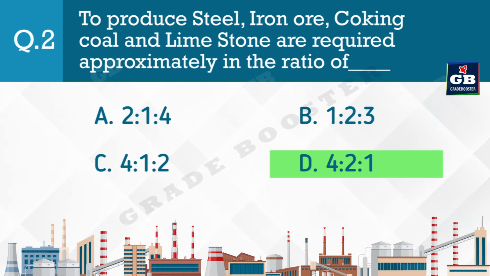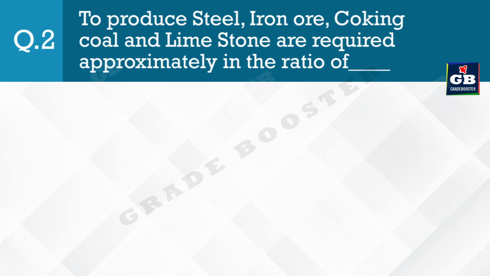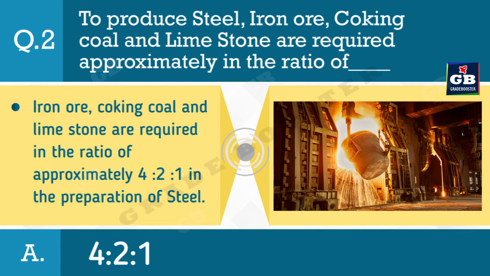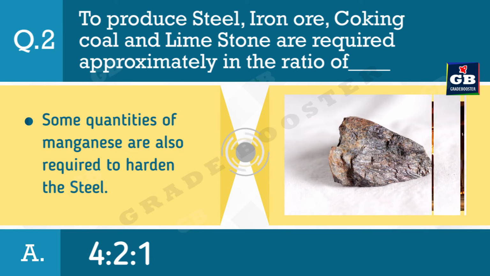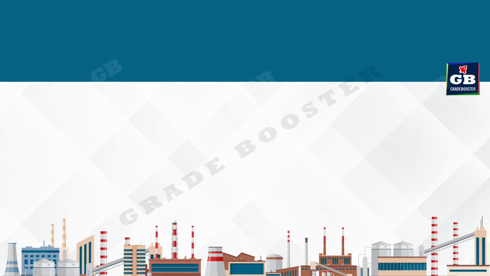The right answer is D. 4:2:1. Iron ore, coking coal and limestone are required in the ratio of approximately 4:2:1 in the preparation of steel. Some quantities of manganese are also required to harden the steel. Let's see the next question.